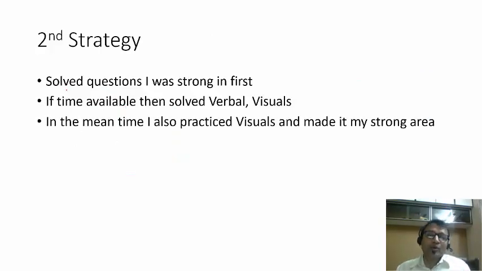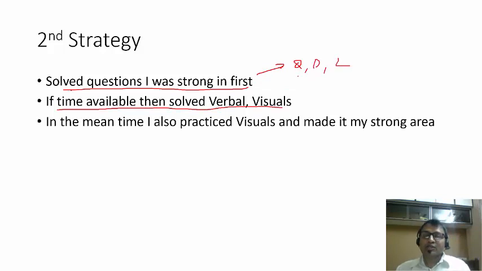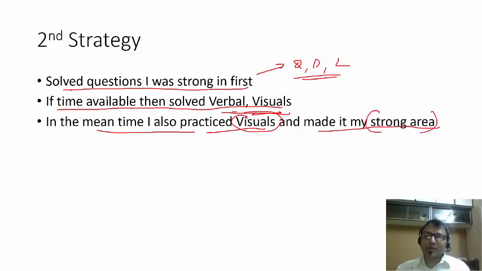So next I went to the second strategy. I said I'll solve the questions I was strong at first, and if time is available, I'll solve verbal and visuals in the remaining time. So I first focused on the quant, DI, logic sections, and then went to the verbal and visual sections. That's how my plan was. In the meantime, I also practiced visuals. Side by side, as I was writing the mocks, I practiced visuals because it was a completely new area, and I realized that I could make it a strong area by practicing it.